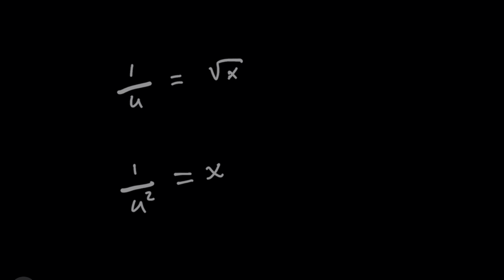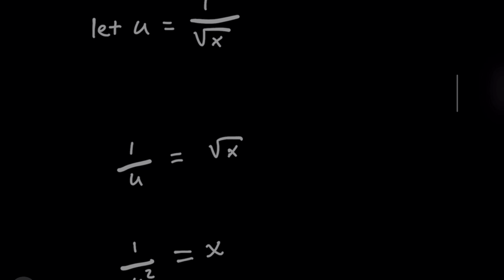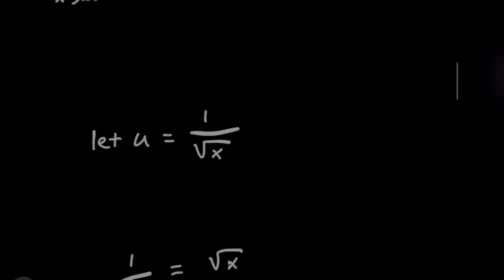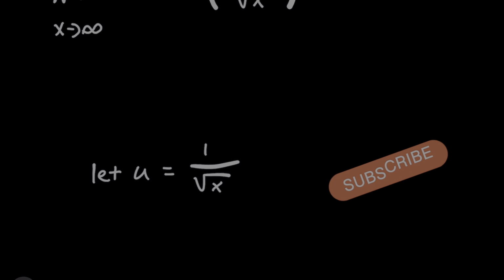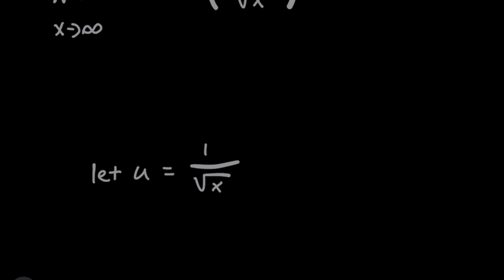But wait, hold on, there's something else we have to do here. Remember that x was approaching infinity, but because we have this substitution here for u, we have to rewrite what we are approaching in terms of u. Because this denominator is growing arbitrarily large, we know then that u is approaching 0.